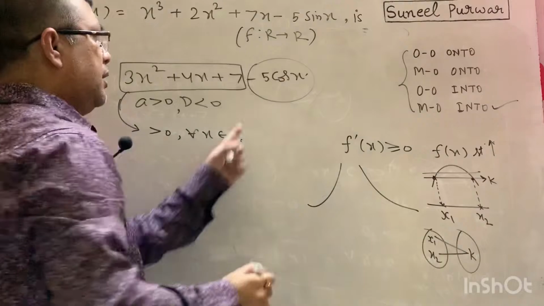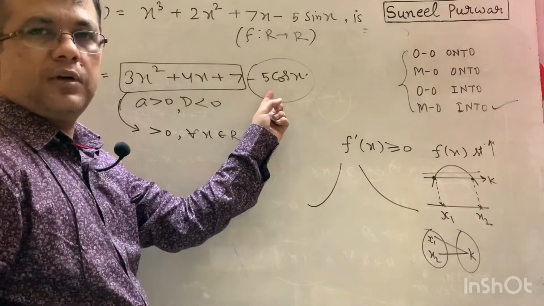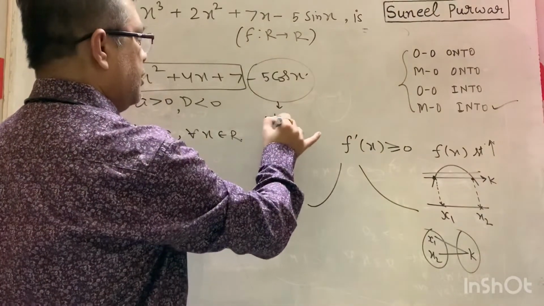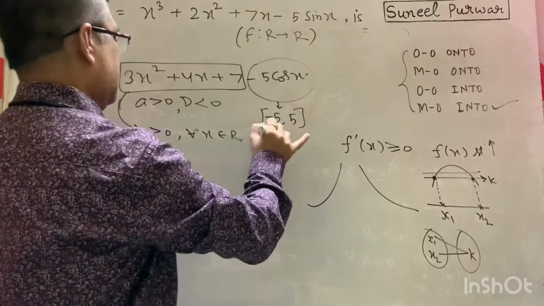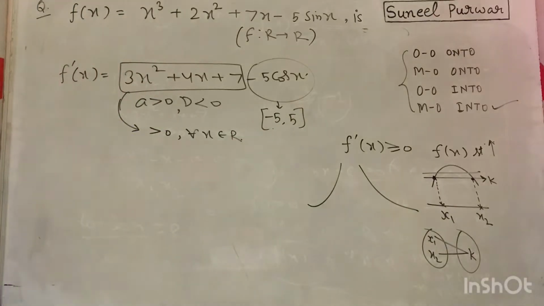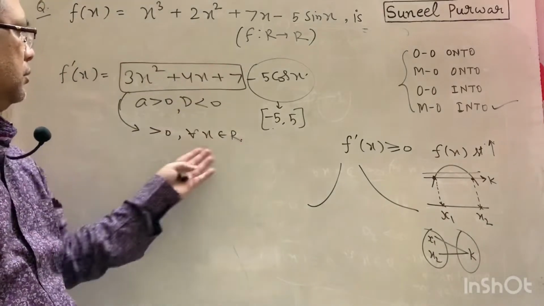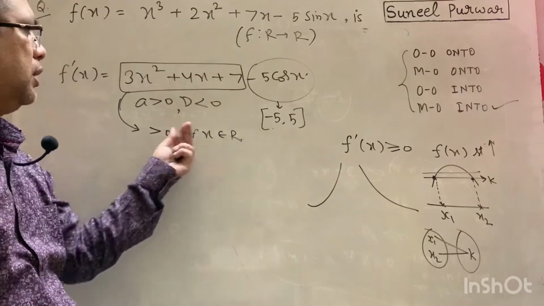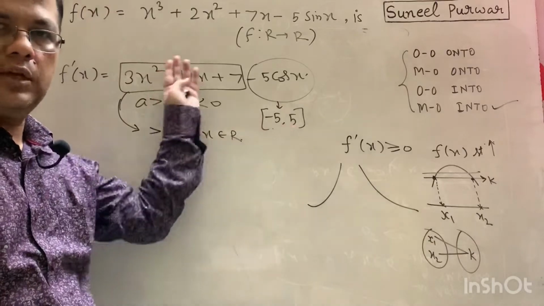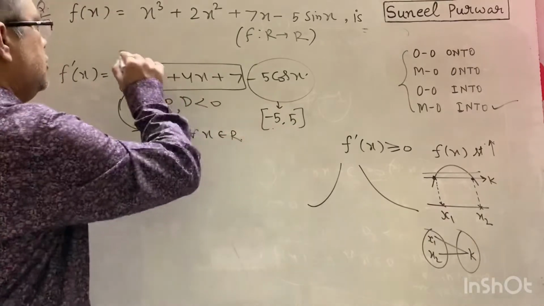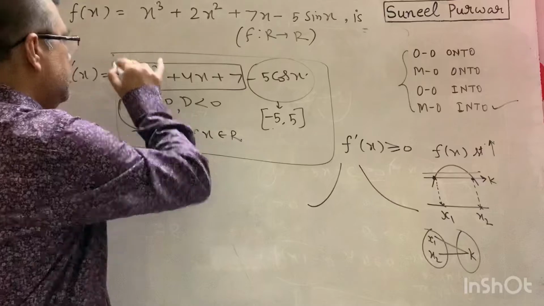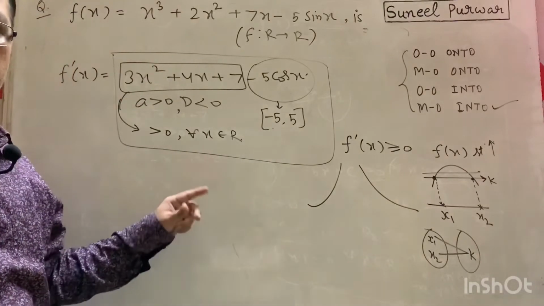But what is the range of this value? This number minus 5 cos x. It can be any value between minus 5 to 5. Now, you see, this value is positive and this value is between minus 5 to 5. So their combination can be negative as well. So this final output could be negative as well, and it can be positive also.